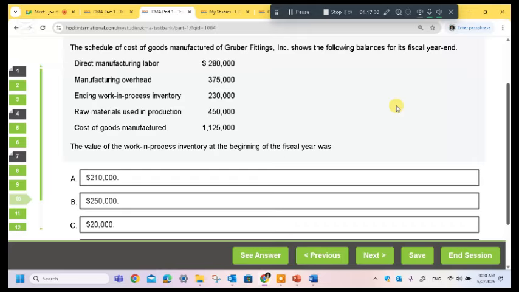The schedule of cost of goods manufactured of Rubber Fittings Incorporation shows the following balances for its fiscal year end. Direct manufacturing labor $280,000, manufacturing overhead $375,000, ending work in progress inventory 230, raw materials used in production 450, cost of goods manufactured 1,125,000. The value of work in progress at the beginning.